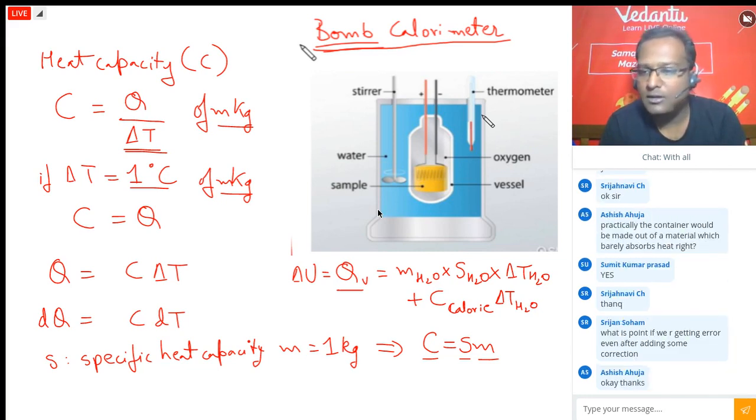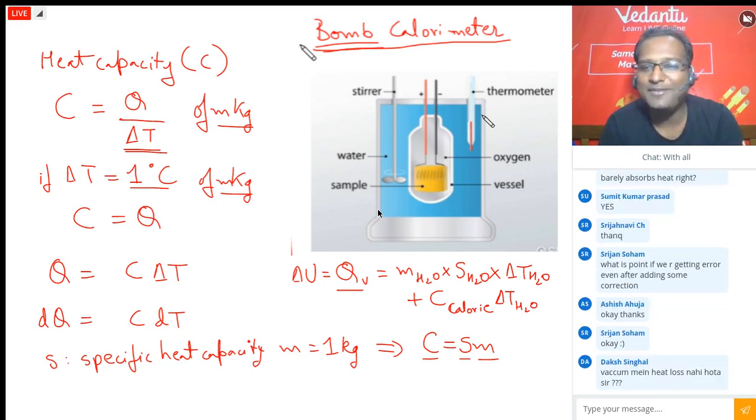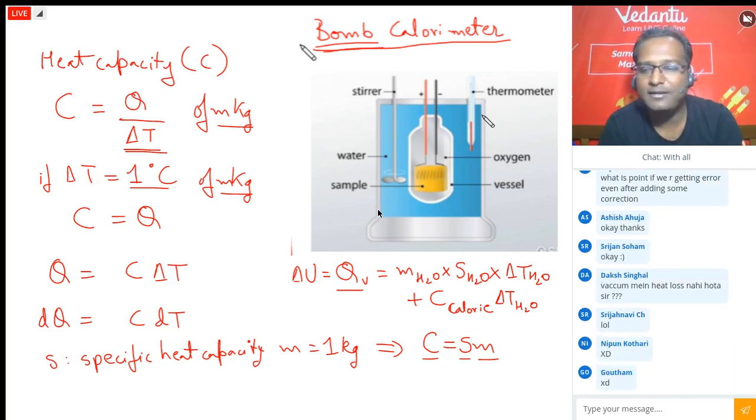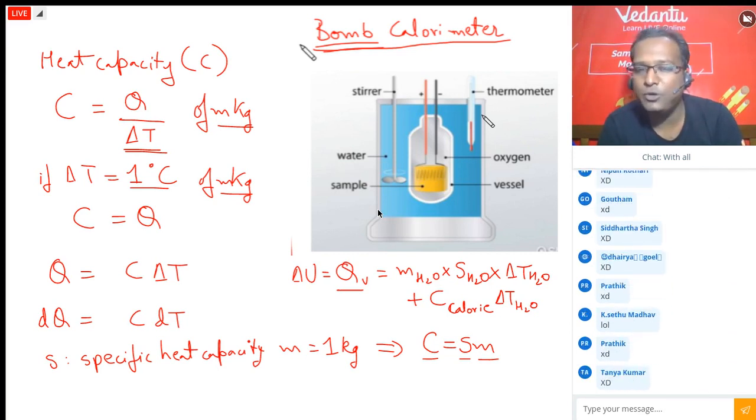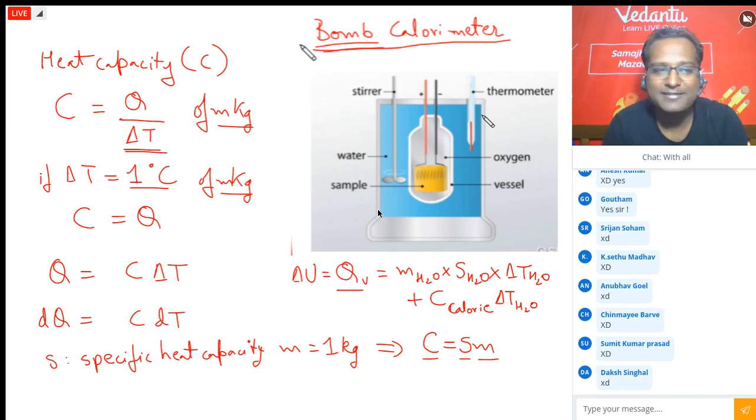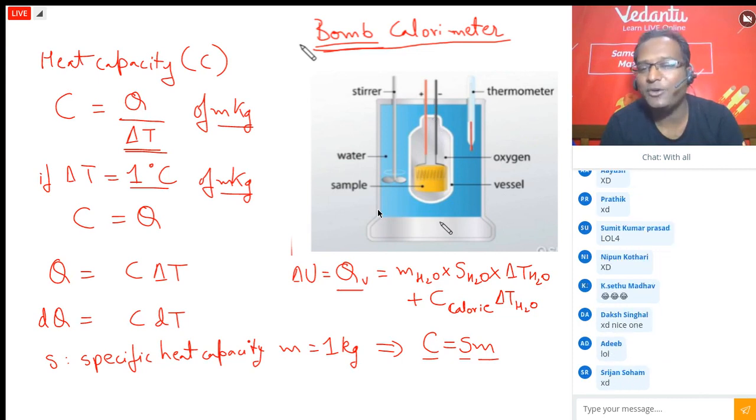Now, what is the point if we are getting error even after adding some correction? Srijan, it is a better value. Your answer is more accurate now. Increasing accuracy is also important. Not just that if it is 100% accurate then only do it, otherwise not. In that way we should not give exams at all, isn't it? So we are trying to make it as accurate as we can.